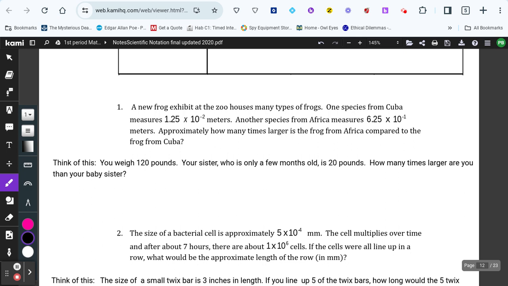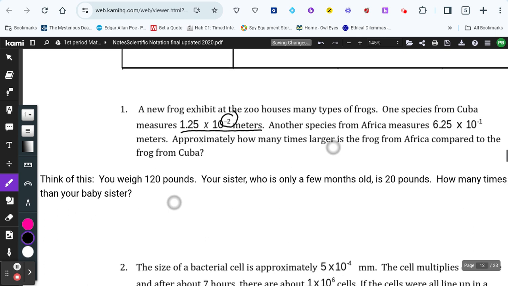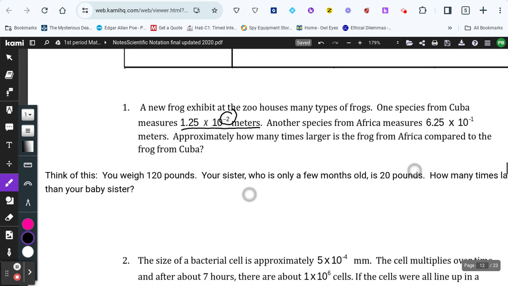So number one, it says a new frog exhibit at the zoo houses many types of frogs. One species from Cuba measures this many meters in length. And you can tell that species is very small because the exponent is negative. So it's a tiny frog. Another species from Africa measures this many meters, and it's also small because of the negative, maybe not as small as the other one.